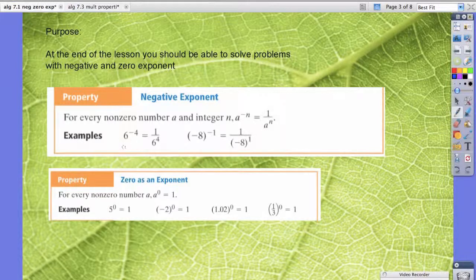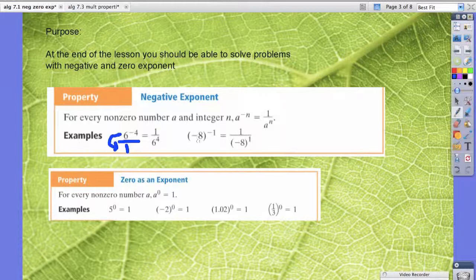So notice you have 6 to the negative fourth power. Notice that what you really have here is 6 to the negative fourth power divided by 1. And all we did here is we moved it. It started on the numerator, and because it had a negative exponent, we moved it down here, not changing anything else.